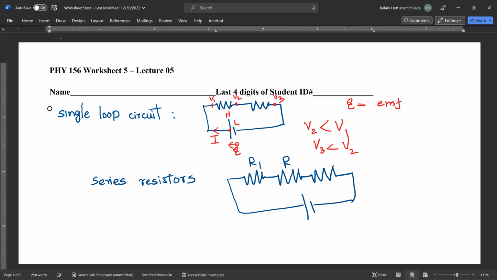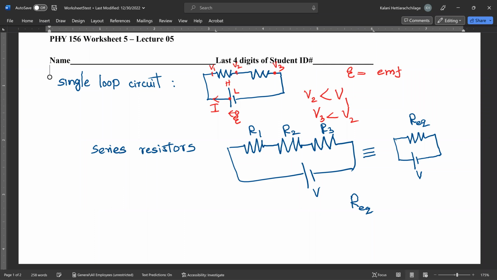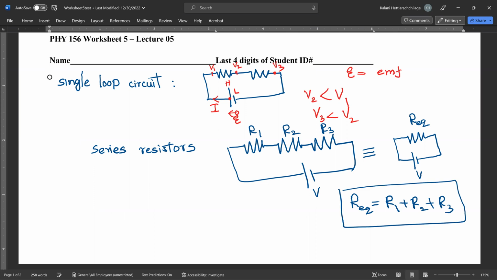This one is R1, R2, and R3. Then you can simplify this circuit. We call it the equivalent resistance, or the equivalent circuit, right? In the equivalent circuit, whatever voltage you supply here will be the same, but you're going to get an equivalent resistance from all three that will be equal to R1 plus R2 plus R3. I have derived this equation in your class, but the important information is that if you see series resistance, you're going to add them all, right?